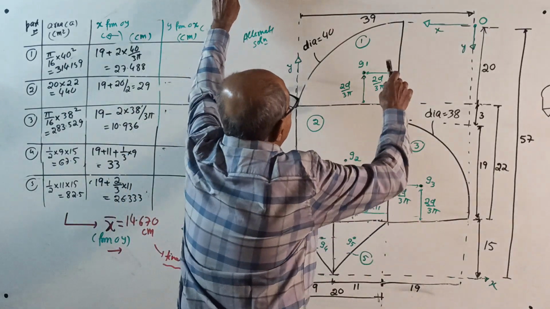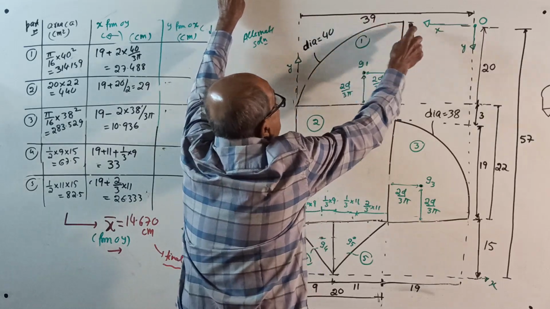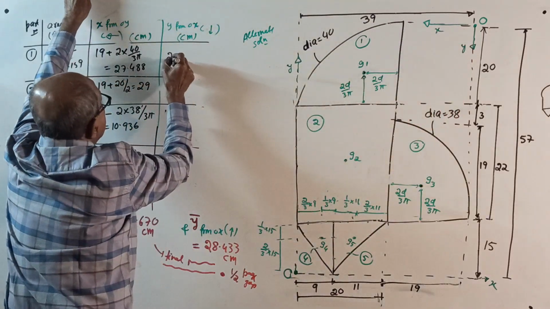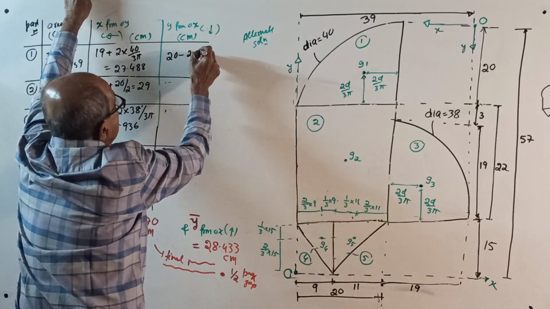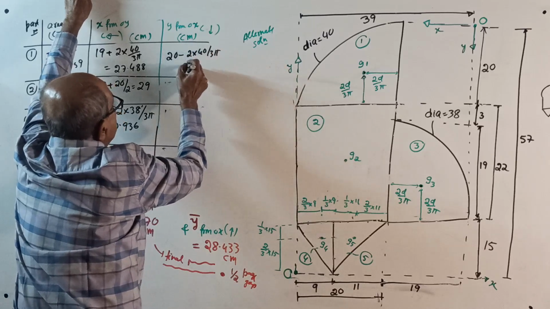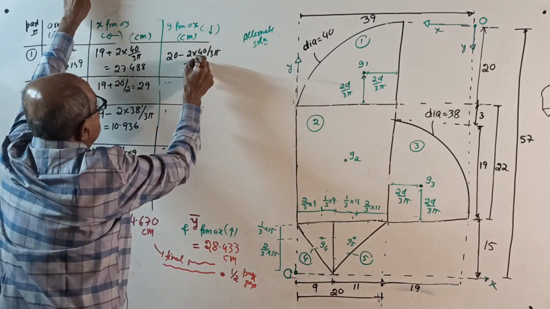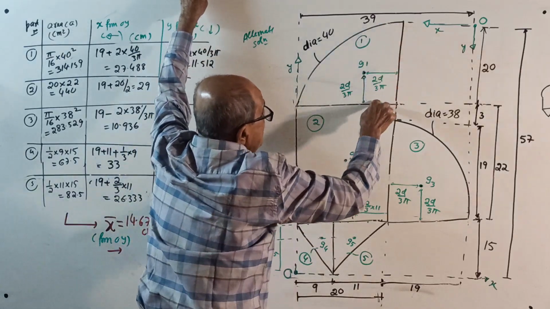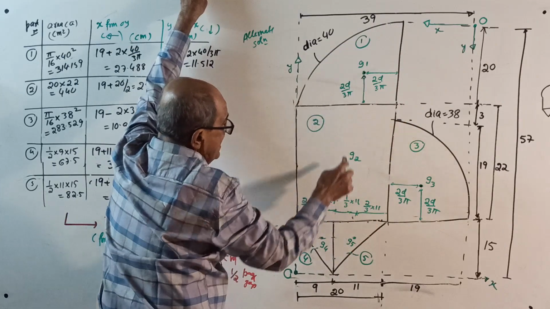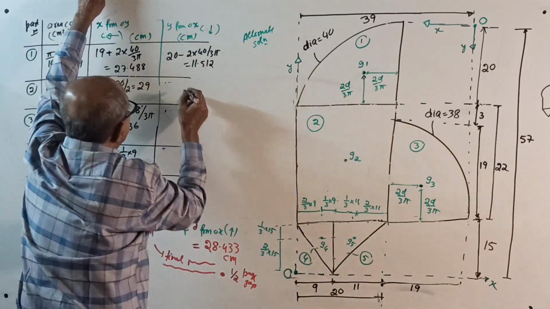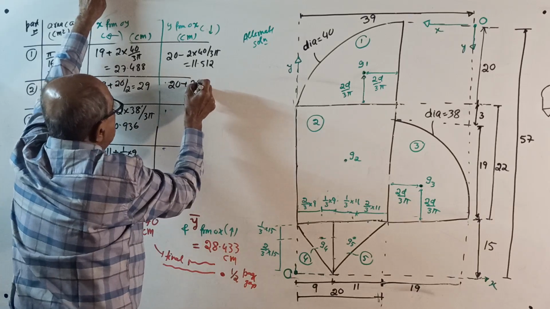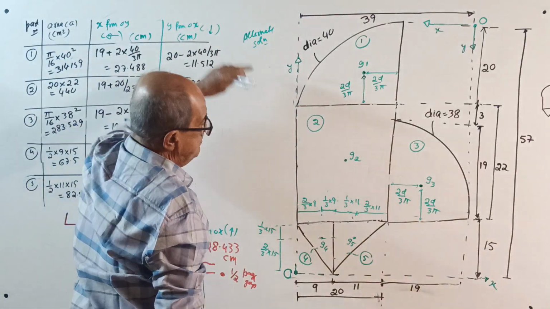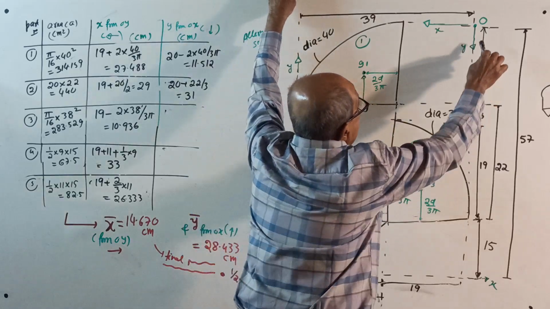Okay. Y value from top edge here, see, from here to here is 20 minus 2d by 3 pi. 2 into 40 by 3 pi equal to 11.512. Figure number 2. 20 plus, this is 22. Rectangle is 22. 20 plus 22 by 2 is undoubtedly 31. 31. Figure number 3. See here.